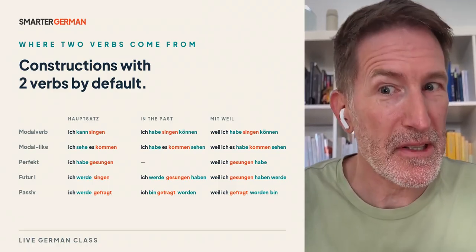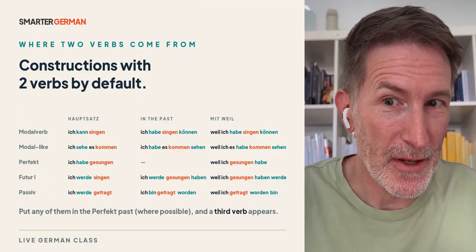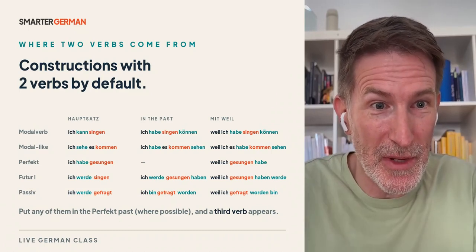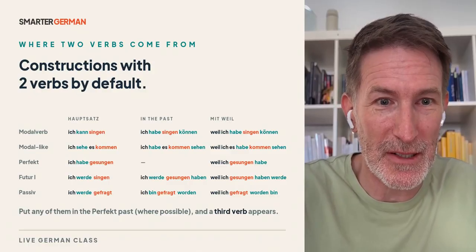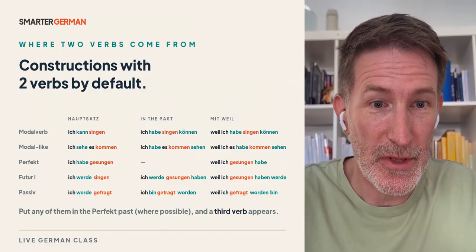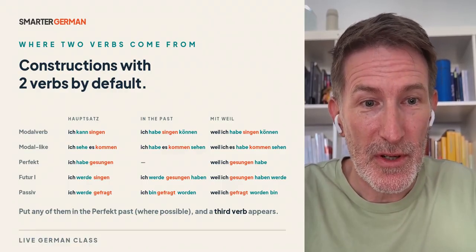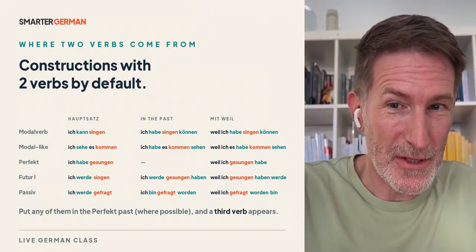And the fun starts when you put these in the past tense, in the perfect past mostly, because then you add a third verb and then you have a situation like we had up here where you have to put the habe in a place where you didn't expect it. Yeah. This is also the perfect. So B2 is all of this plus the past of all of this.